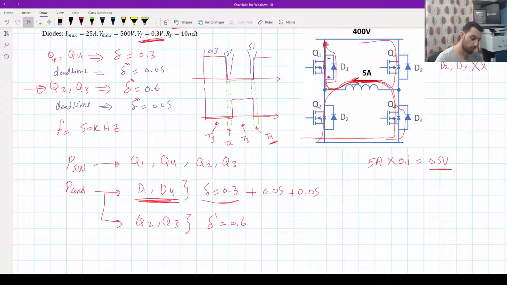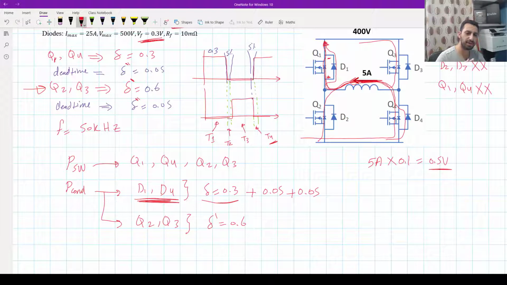It's not going through Q1 and Q4. So there is no conduction losses for Q1 and Q4, and no conduction losses for D2 and D3. Okay, so Q1 and Q4, no conduction losses, but there is switching losses. Okay, why? Because as mentioned, the parallel diode will not turn on until the current goes through the MOSFET. So we have a little bit of conduction losses, but it's ignored, but we have switching losses.